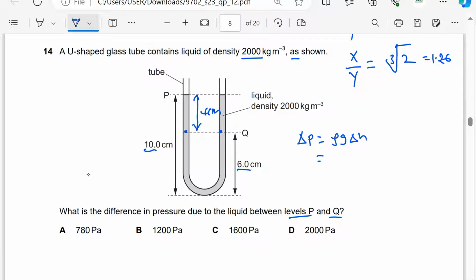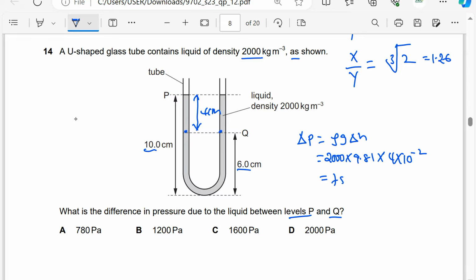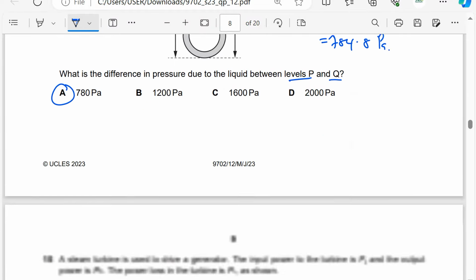So this is going to be the density, which is 2000, times g, which is 9.81, times h, which is 4 times 10 to the power minus 2. So this is 2000 times 9.81 times 4 times 10 to the minus 2. So this is 784.8 pascals. So the answer is going to be A, 780 pascals.